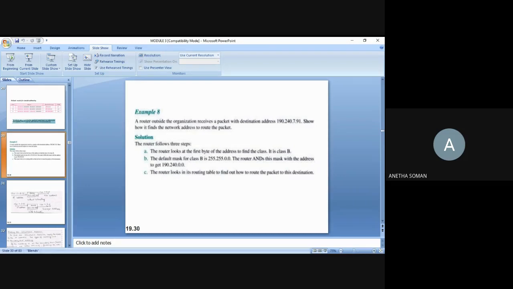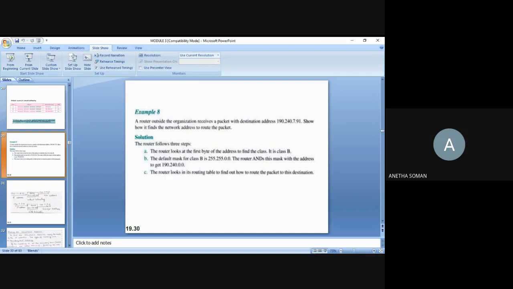Now what you are doing is the ANDing operation, the AND operator with the destination address. Wherever the 255 value is there, that address is retained. And wherever the 0 value is there, that value is set to 0. You know what the AND operation is. So the boundary level mask value 255.255.0.0 is ANDed with the destination address.